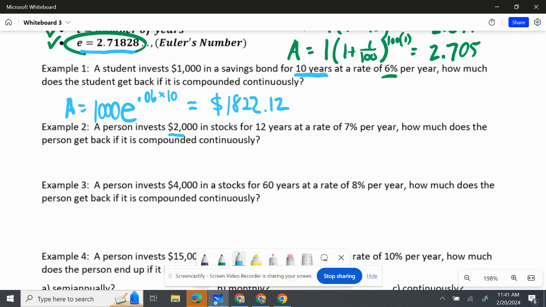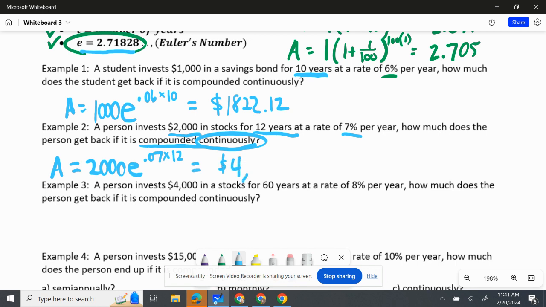Example 2, we have a person investing $2,000 at a rate of 7% for 12 years. Notice it says compounded continuously. Whenever our statement says continuously, we're using the formula with the e. So we have A equals 2,000, which is being invested, e raised to the 0.07 times 12. And when we do that, what we get is $4,632.74.